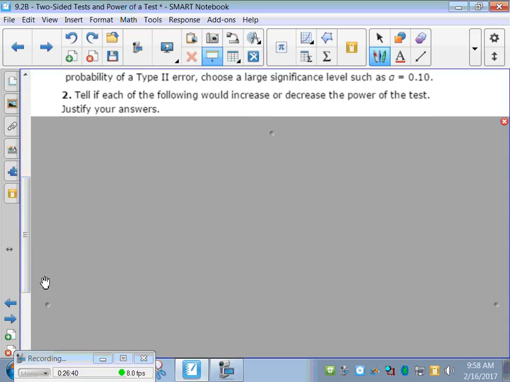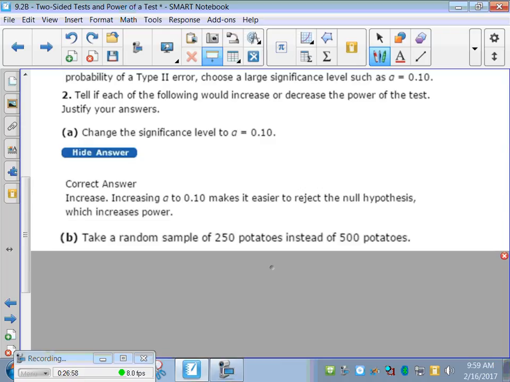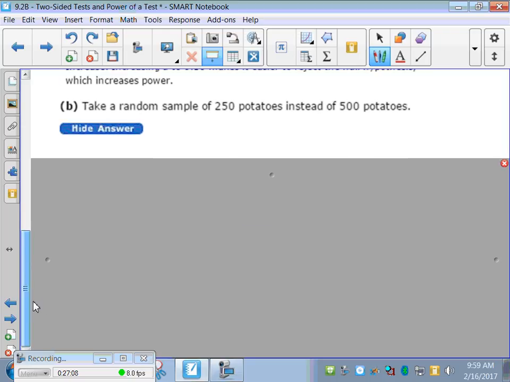All right. Tell if each of the following would increase or decrease the power of a test. So let's say we started with, I guess, 0.05, and so we changed the significance level to 0.10. What does it do, increase or decrease? Increase. All right. We take a random sample of 250 potatoes instead of 500 potatoes. Increase or decrease? Decrease. We took less potatoes. That decreases our power.